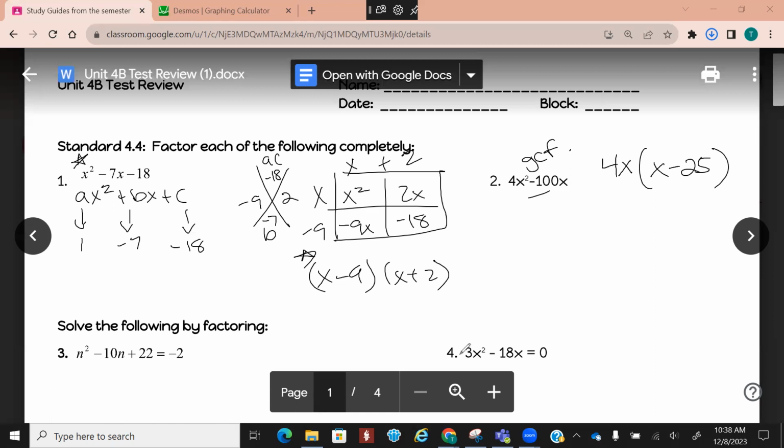Okay, I want you to try number 3 and 4. On 3, though, we need to put this in standard form. So we're going to move that 2 to the other side. But can you try factoring 3 and 4?